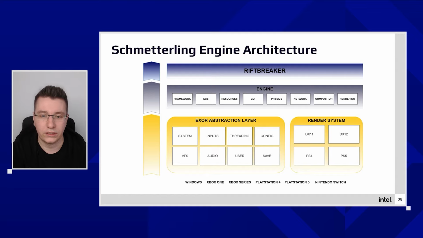After that, we can go upper to the main engine layer. That part doesn't have to think about the platforms and can deliver all the main features that we need to create the game. So framework, entity component system, resource system, physics, rendering, and others. This helps to create the last layer of that diagram, which is the final application.